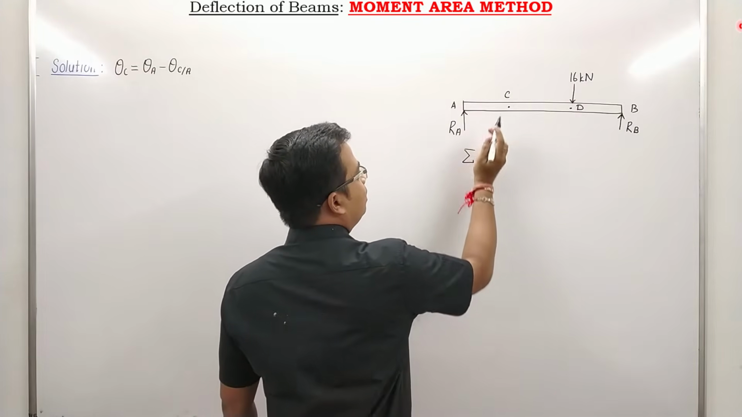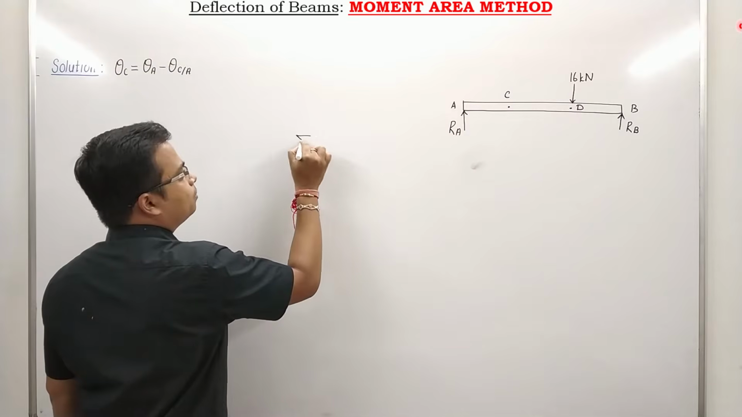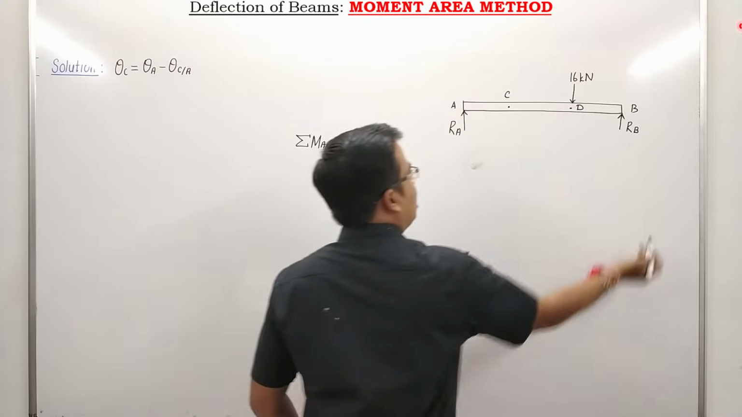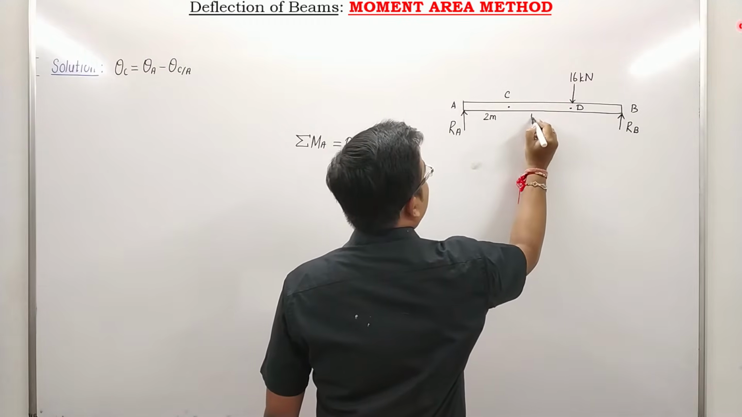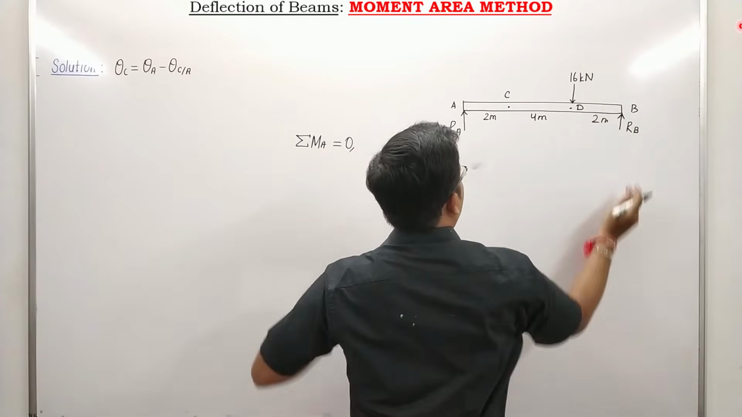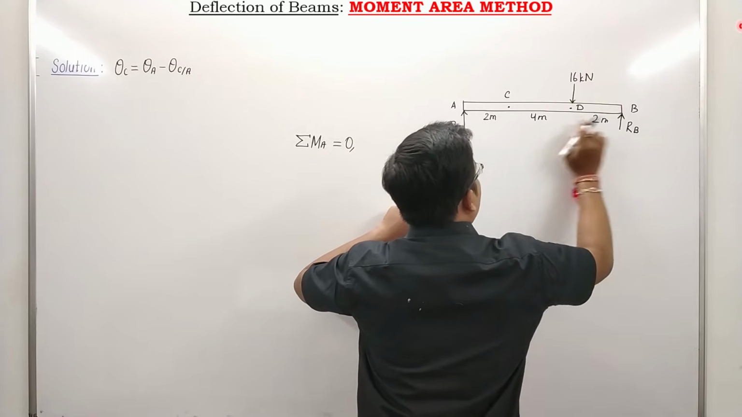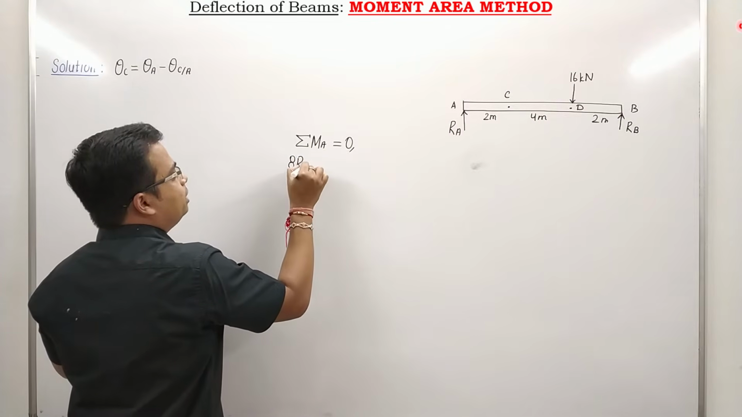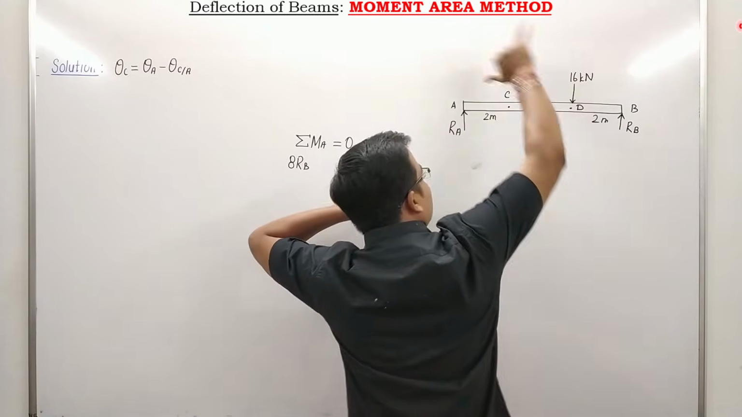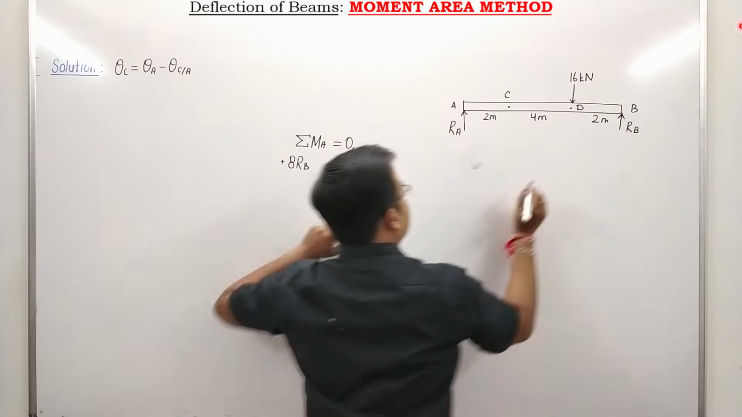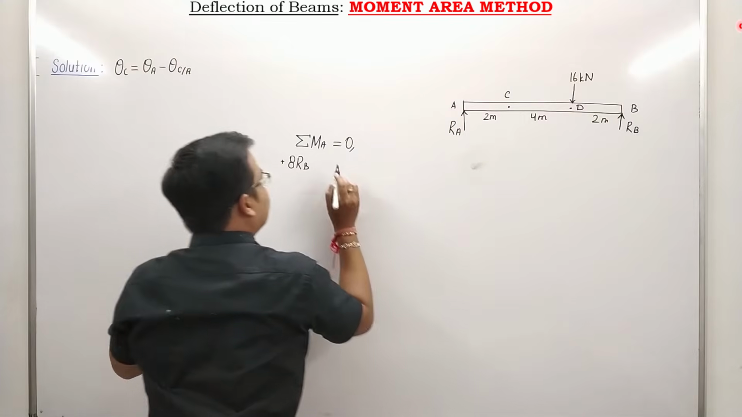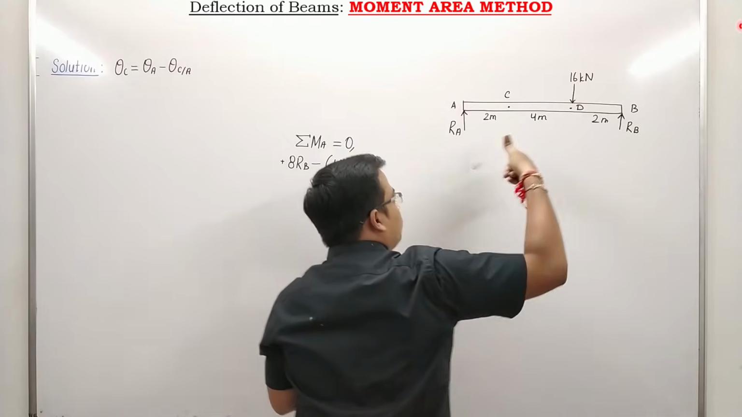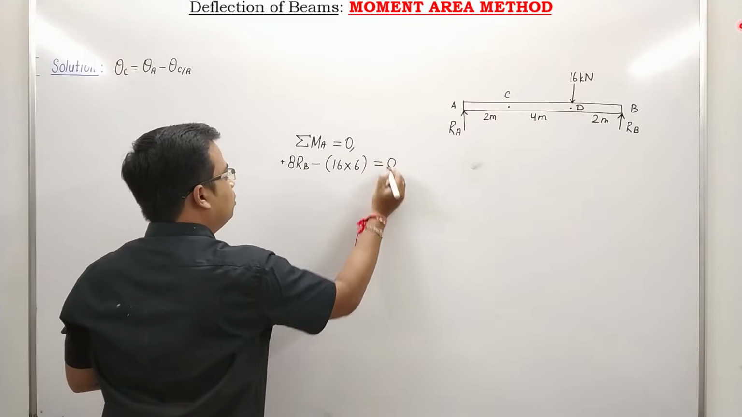What we'll do now, take the moment about point A equal to 0. When you do that, what you have is RB, well, this is 2 meters, this is 4, and that's 2 meters for you. RB multiplied by 4 plus 2 plus 2 is 8. So that's 8 times RB. Just try to work out the nature this way: anti-clockwise, that's why positive. Then you've got this 16 multiplied by 4 plus 2, which is 6. 16 multiplied by 6, nature clockwise, that's why negative. All of this is going to be equal to 0.